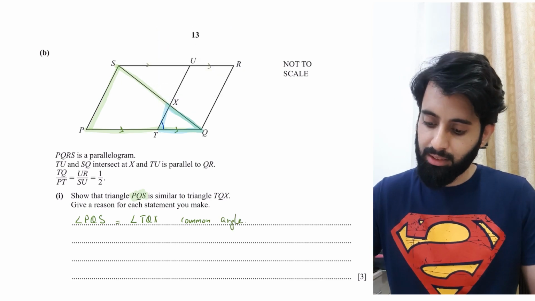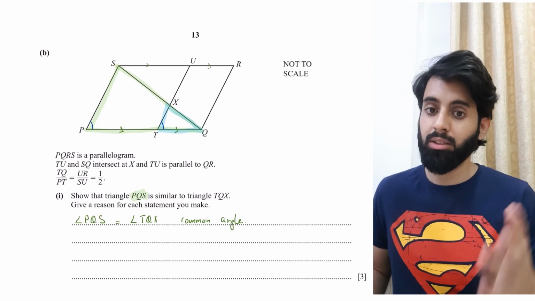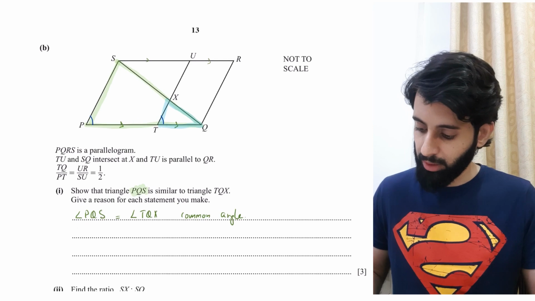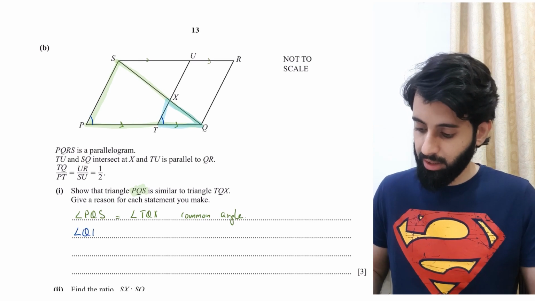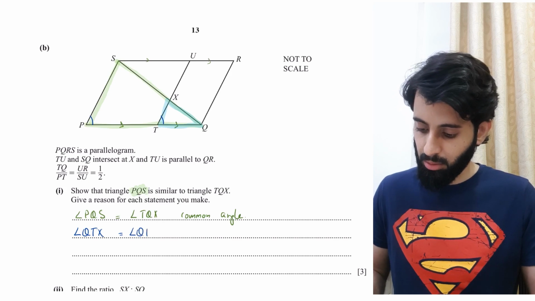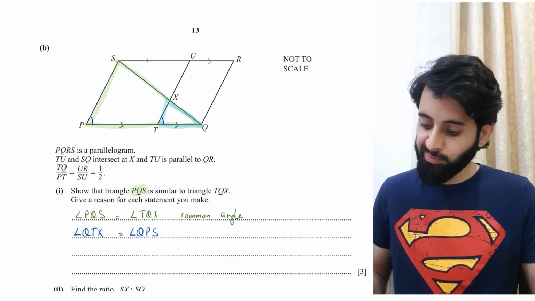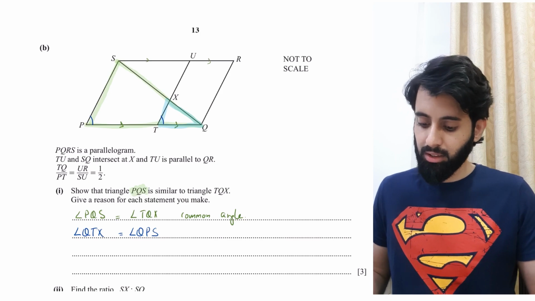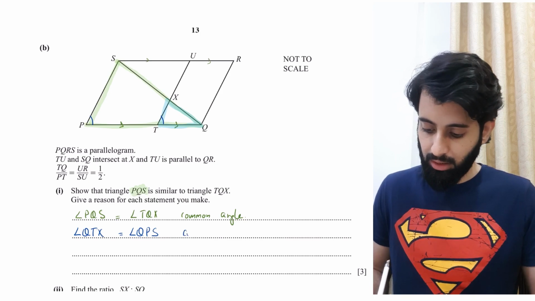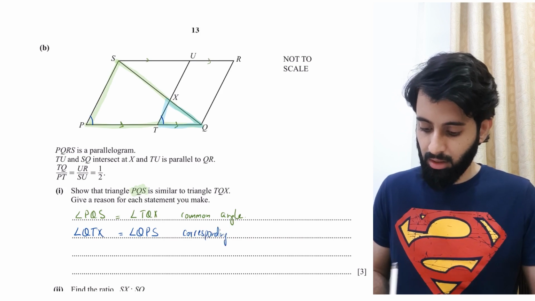Then this angle is going to be equal to this angle. The reason for that is corresponding angles. So here's what I'm going to write: angle QTX is equal to angle QPS. The reason is again pretty simple, I just mentioned it, and that is corresponding angles.